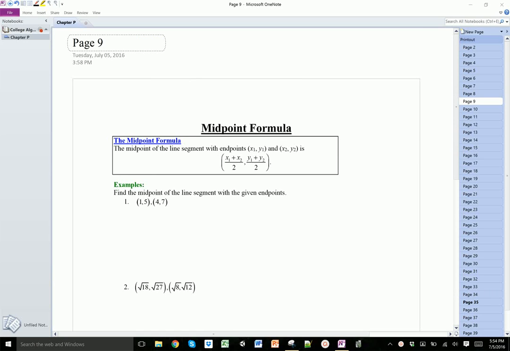The midpoint formula says essentially you can find the x value by finding the average of the two x values, and you can find the y value by finding the average of the two y values. So if I want to find the midpoint between these two, all I need to do is 1 plus 4 divided by 2, and then 5 plus 7 divided by 2. So 1 plus 4 is 5, so 5 over 2, and then 12 over 2, which simplifies to 5 halves and 6.